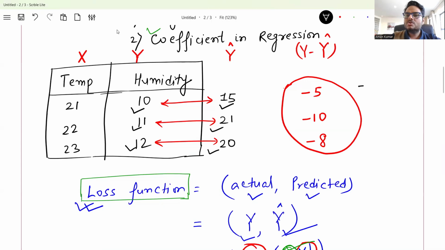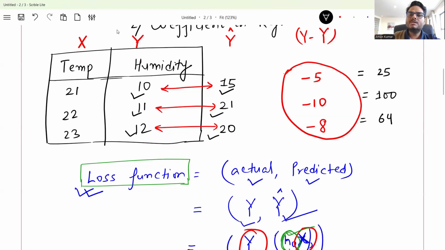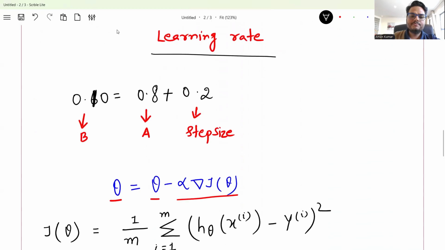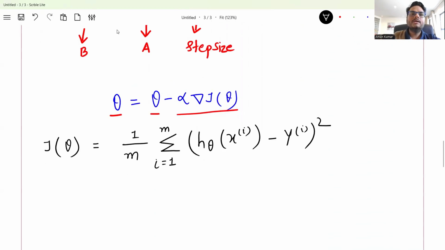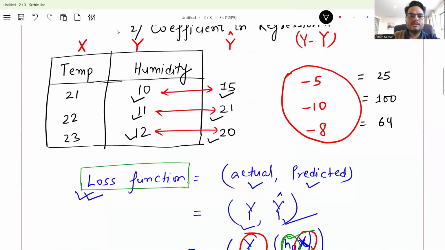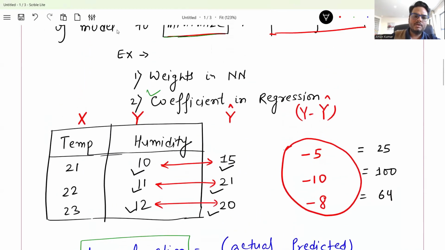For example, the square of this is how much? 25. The square of this is how much? 100. The square of this is how much? 64. Okay. You take these three numbers, you sum these three numbers, and you just divide it by m, that is 3. Whatever value you get is basically the value of loss for this particular use case at this particular prediction.